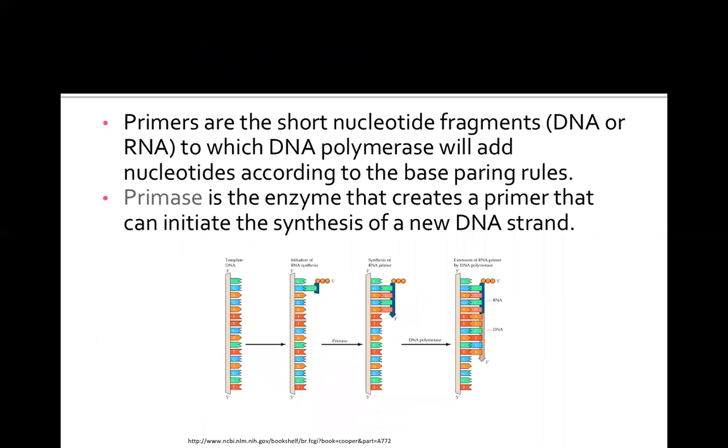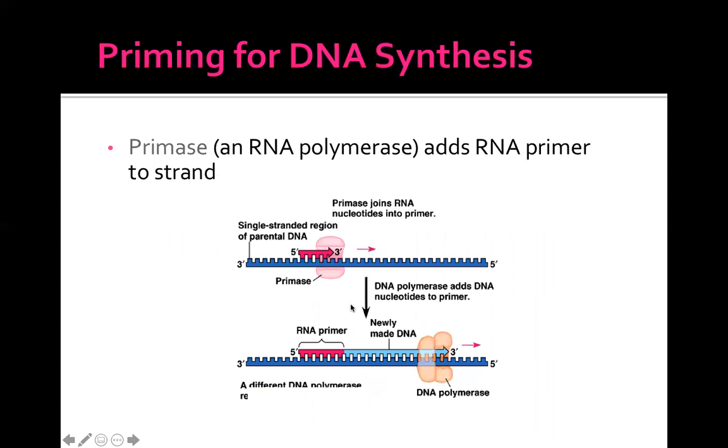Primers are short nucleotide fragments of DNA, to which DNA polymerase will add nucleotides according to the base pair rules. Primase is the enzyme that creates a primer that can initiate the synthesis of a new strand of DNA. So we go in and we start adding. Primase, an RNA polymerase, adds an RNA primer to the strand.